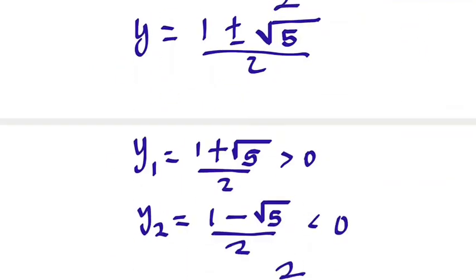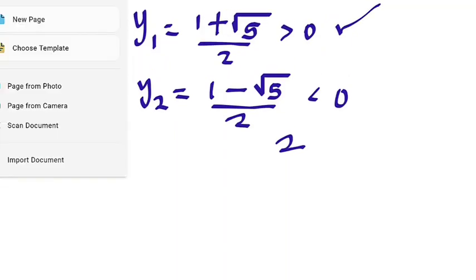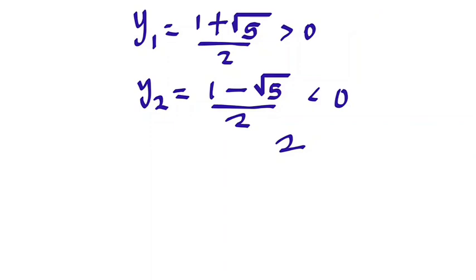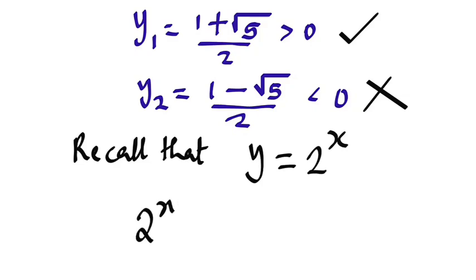So therefore, the value of y we are going to consider is the one that is positive here. So we're going to cancel out this that is negative. Are you getting it? So what you're going to do now is recall that y equals 2 to the power of x. So therefore we're going to have 2 to the power of x equals 1 plus the square root of 5 divided by 2. Are you following?